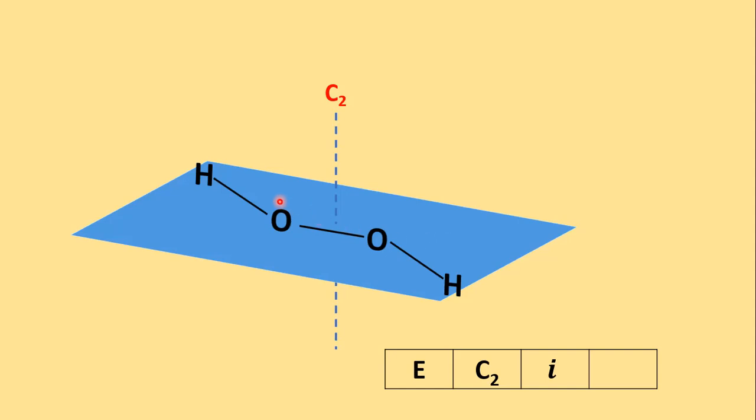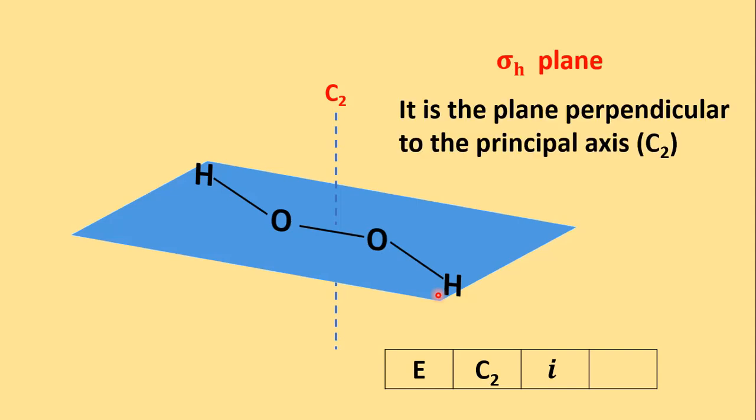The plane of symmetry cuts through all the atoms present here, the two hydrogens and the two oxygen atoms. One half of each atom is above the plane, the other half is below the plane, and this is the horizontal plane of symmetry. The four operations E, C2, i and sigma h constitute the C2h point group, and so the trans-planar H2O2 is an example for the C2h point group.